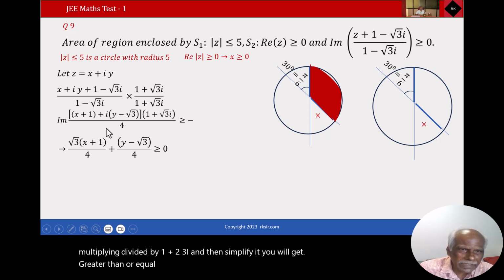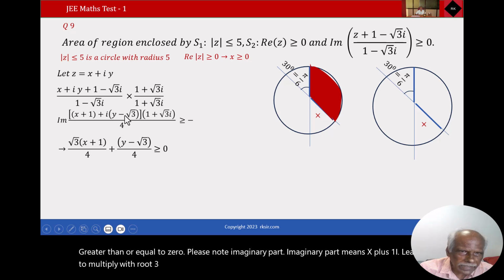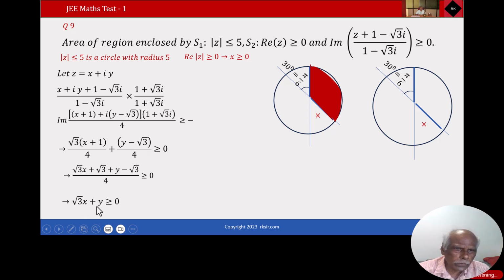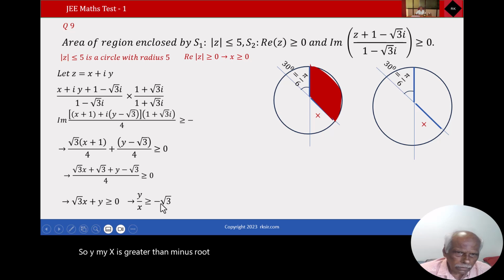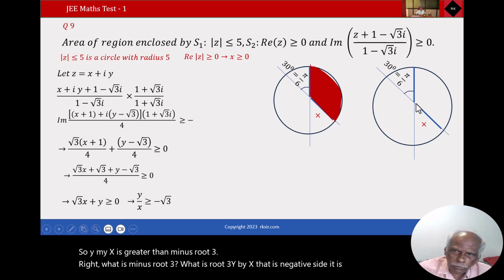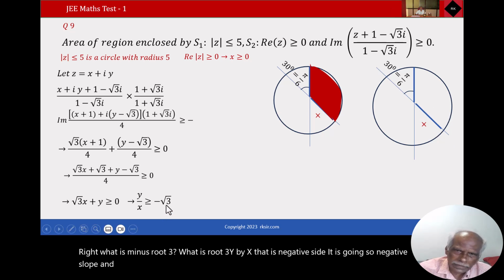Please note, the imaginary part: (x + 1) I will have to multiply with √3, therefore √3(x + 1), and y I will have to multiply with 1, therefore 1 into (y − √3). The common factor 4 is there. See here, √3x + y is greater than or equal to 0. So y/x is greater than −√3. What is −√3? That is the negative side, it is going, so negative slope, and tan 60° is √3. Therefore, this angle is 60 degrees.